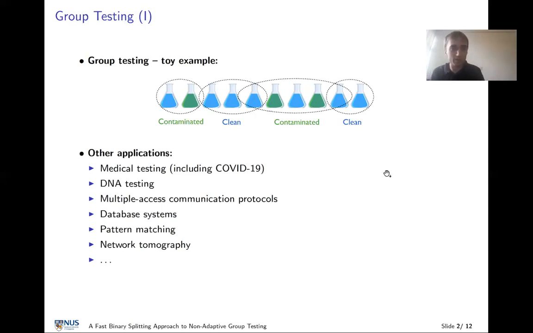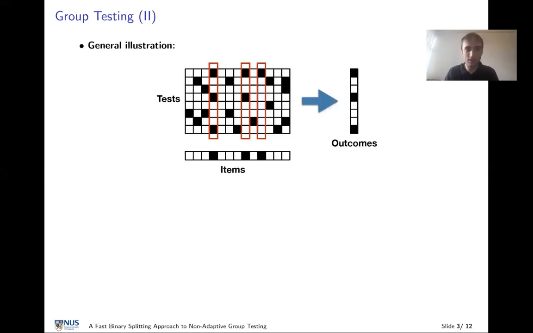This was originally proposed for medical testing. And in fact, for obvious reasons, recently, medical testing has been the focus again because it has been used in various countries for testing COVID-19. But it is also more of an abstract problem. It's found use in multiple access communication, databases, and many more. So we're not really focusing on applications. We're looking at the theory of group testing in this talk.